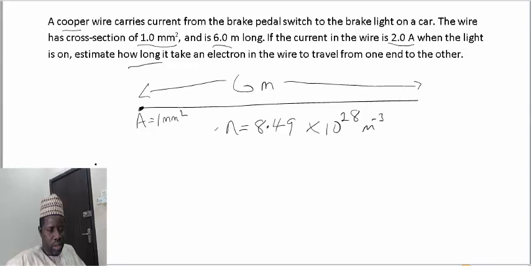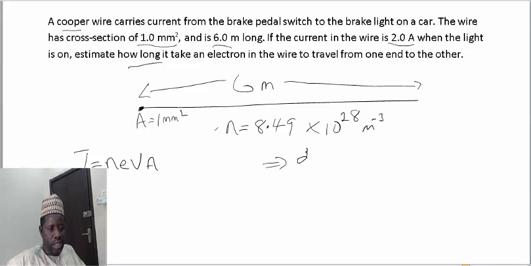So when we write our formula, the current is given by this expression, where n is the charge carrier density, e is the charge on the charge carrier, v is the drift velocity, and A is the cross-sectional area of the wire. In this case, we are asked to evaluate time, so we can use an expression that relates time and distance.